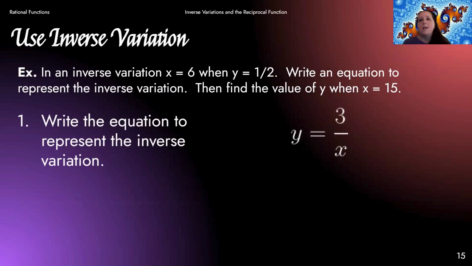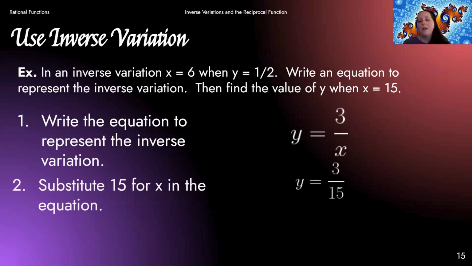Now I'm going to substitute 15 in for x and simplify. I can't just divide. I'm not going to get a whole number. 3 divided by 15 is not a whole number. I'll get a decimal. So I'm just going to simplify it into its simplest form, which in this case is 1/5.